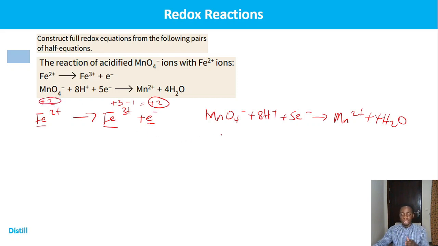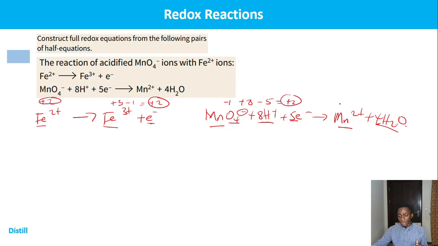The same thing for this right hand side here. We have 1 atom of manganese here and 1 atom of manganese here, 8 atoms of hydrogen, 8 atoms of hydrogen. How many atoms of oxygen here? We have 4 of it, and then we have 4 times, oh, that is 4. That is balanced, very good. Now what about in terms of the charges? We have a -1 here because of this minus here, and we have +8 here, +8, and this is a -5. The total is going to be a +2.